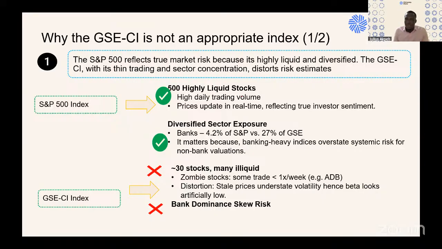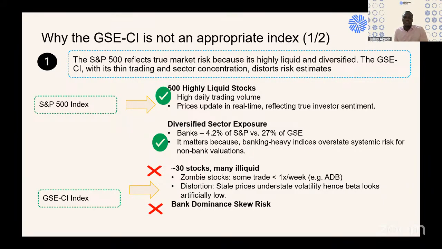Since it's not a diversified index, you will even see elements of idiosyncratic risk, or sector-specific risk, reflecting in the index, when those sector-specific risks should have been fully diversified away, right? Coming to the GSE, as I mentioned, there are only 30 stocks. Many are illiquid. In fact, we have a lot of zombie stocks on the Ghana Stock Exchange. Some trade less than once a week. I mean, ADP's price has been constant for God knows how long, right?